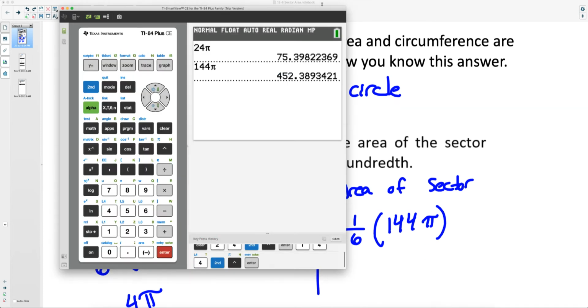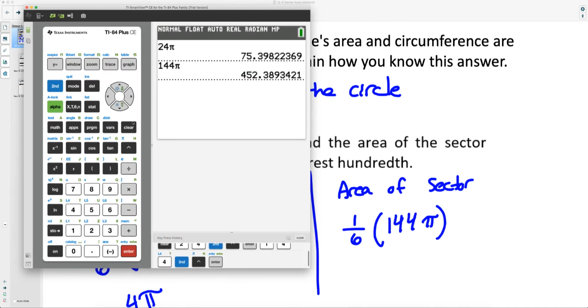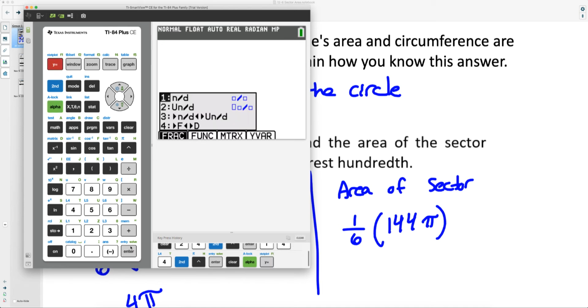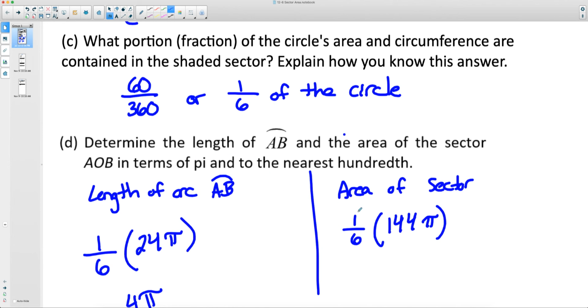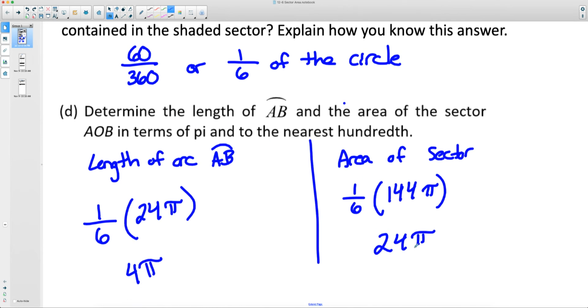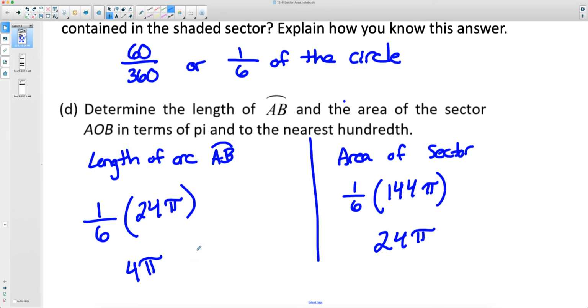So if we want, we can go ahead and use our calculators. We'll do 1/6 times 144. Let's leave out the pi because else it's going to give us a decimal. So it's 24 pi. So the area of the sector is 24 pi. The length of the arc is 4 pi.